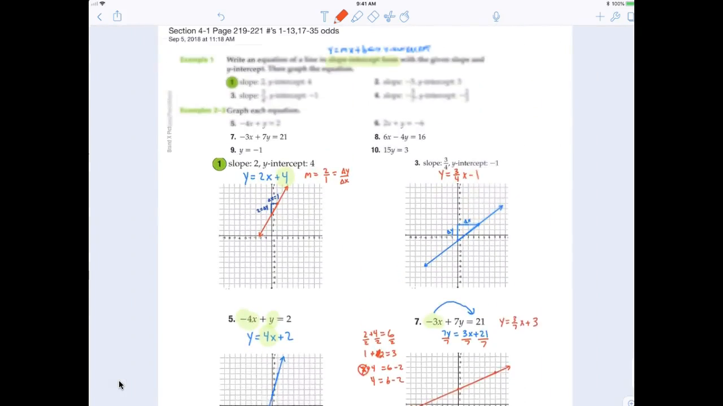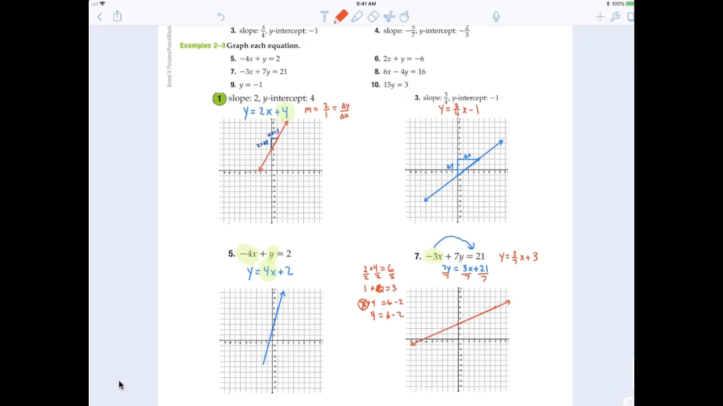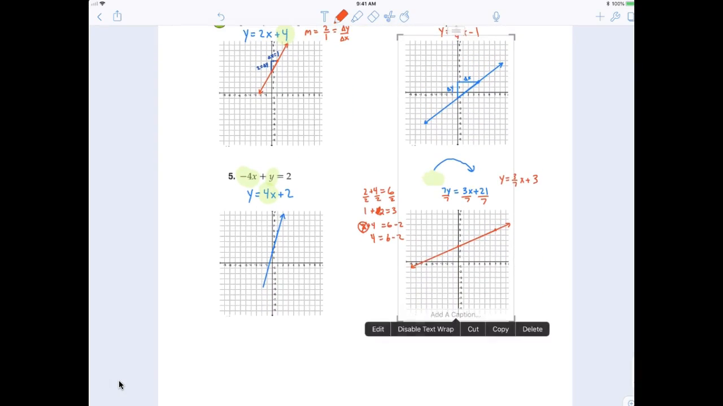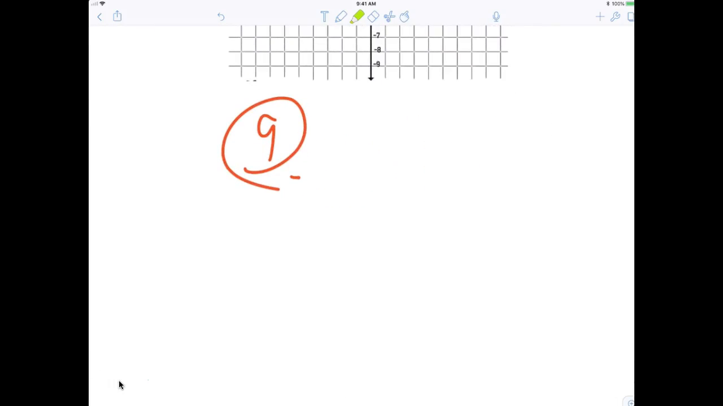Okay, now let's check out 9. I just want to put 9 right here on this one. I want everybody to do this for me. I don't feel like making its own, because who remembers how to graph y equals negative 1? How do I graph y equals negative 1?